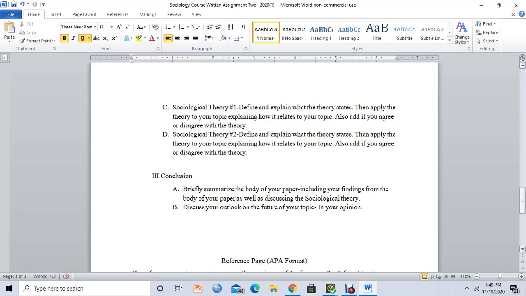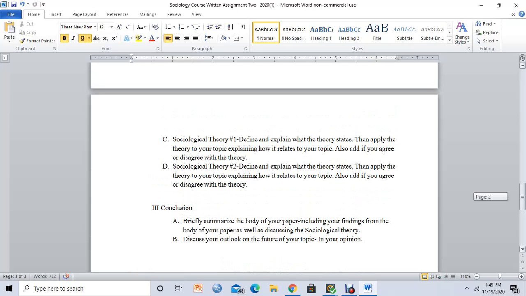Anytime you have any questions, always feel free to ask me. Okay, what do you think about this theory? Let me know. I have no problem with that. So you have to find a sociological theory. What you're going to do based upon your topic is define and explain what that theory states about your particular topic. So therefore, if you use marriage, the conflict theory has an opinion towards that.